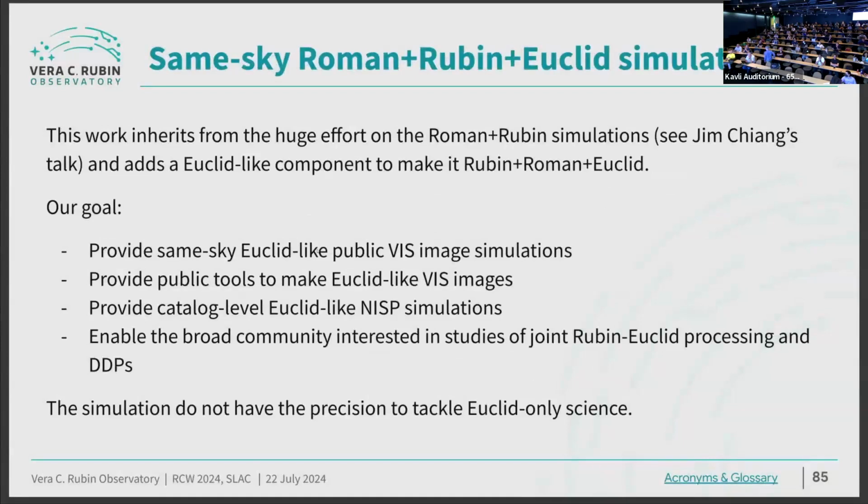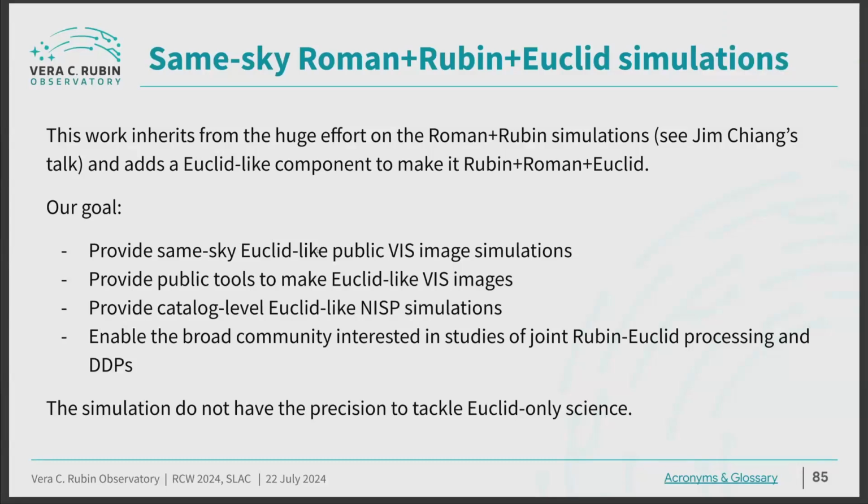So, as I just mentioned, this work is based on the same simulation that has been used for the Rubin images that we just seen. And our goal is to provide same sky Euclid-like images, public to everyone, using the VIS bandpass. We will also provide only at the catalog level fluxes for the near infrared instruments, and all the tools that are used to make the simulation will also be made publicly available.